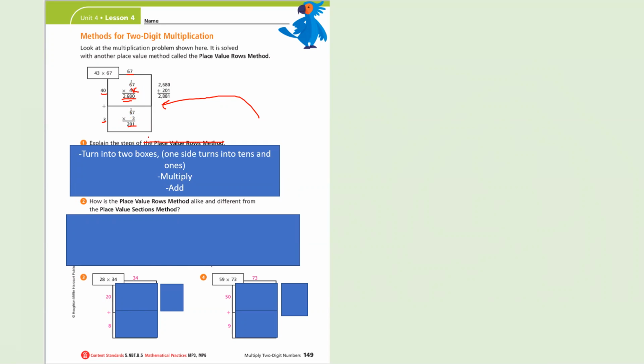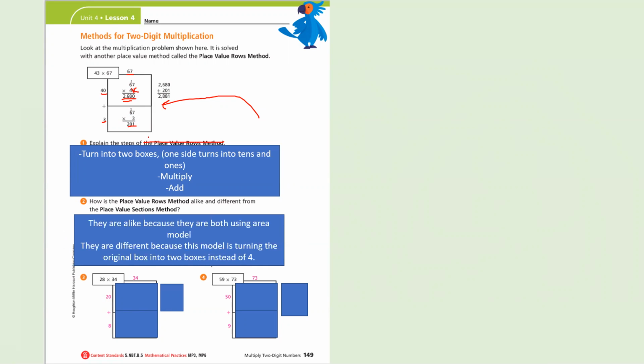So it says, how is that different from what you learned yesterday? Once again, ignore this. How is it different than what we learned yesterday? That's the way that I want to approach this. So they're alike because they both are using area models, and they are different because this model is turning the original box into 2 boxes instead of 4. Remember, yesterday we turned it into 4 boxes.